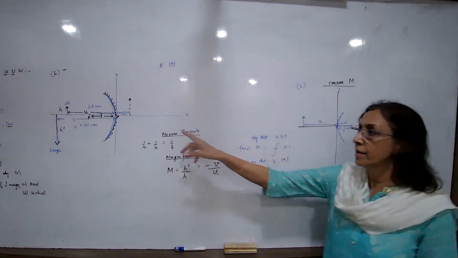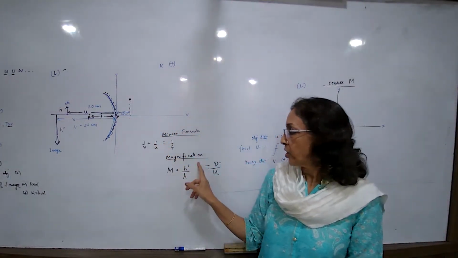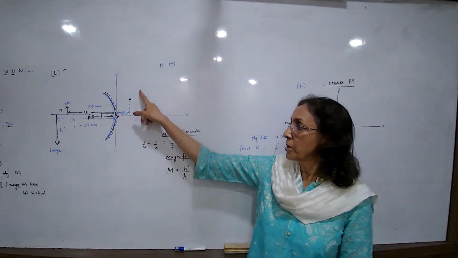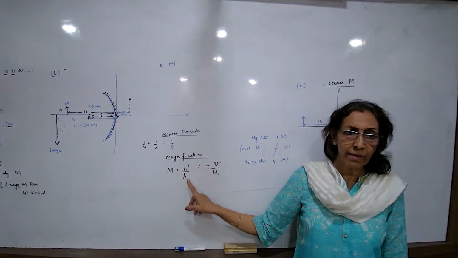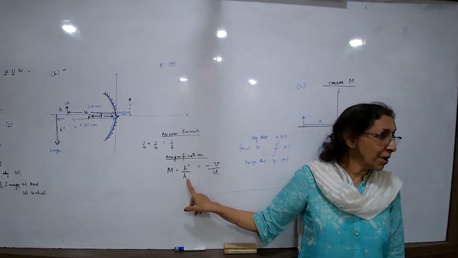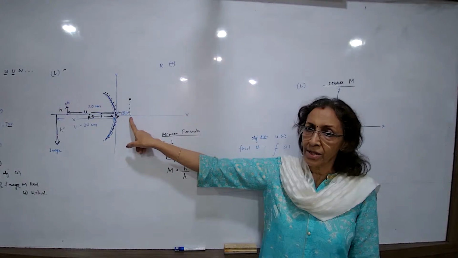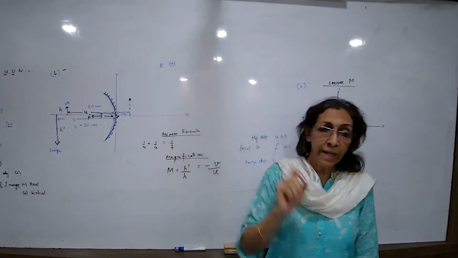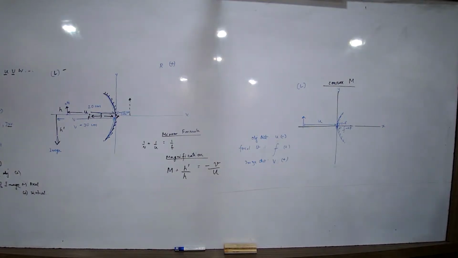Look at this diagram. This is a virtual image. Correct? H dash by h. H dash is positive. H is also positive. So the value will become positive. If magnification is positive, it shows that it is a virtual image. Is that okay? Read this page thoroughly. You should be thorough with this page. Very important page. Okay. Go to the next page.